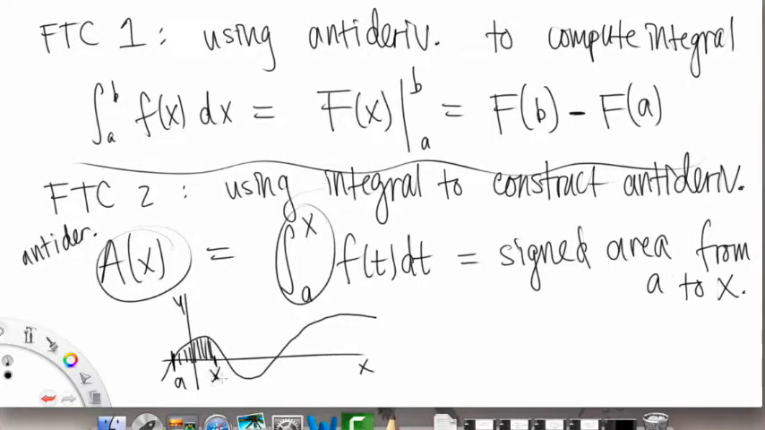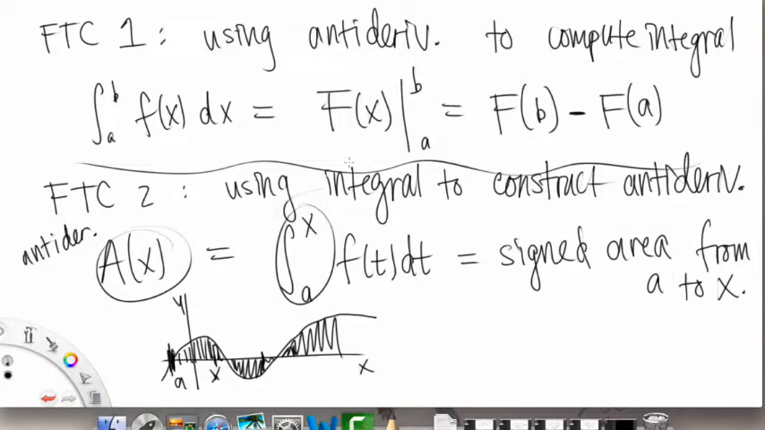But now let's say we choose a different x. So now we're going up to here, and we'll just keep going, computing that area. So whatever x we choose, this is the function that gives us the signed area, how much we have from a, starting at a, up to whatever x value we are given. So that's what it shows us.